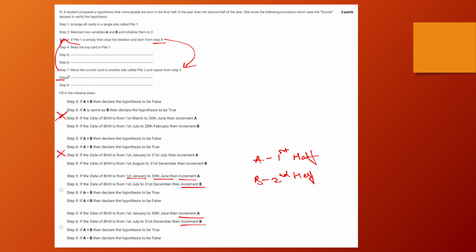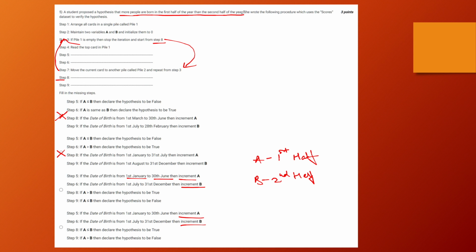Step 8 says that if A is greater than B, okay, the hypothesis was that more people are born in the first half of the year. I'll underline that part for you, that more people are born in the first half of the year than the second half of the year. So this is the hypothesis that they want to be proven to be true. So what does option 3 step 8 say?